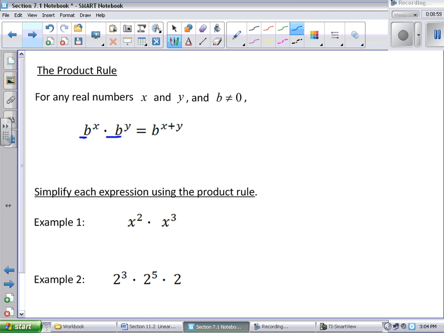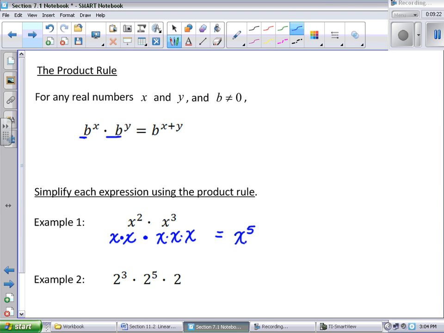Example 1 says we have x squared times x cubed. Now, if you think about what the powers of x mean, x squared means x times x, and I'm multiplying it times x cubed, which means I have 3 factors of x. And if I look all together, then I have 5 factors of x, or x to the 5th power.